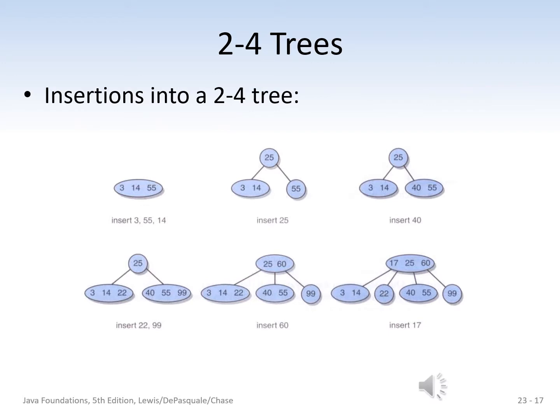This slide shows a series of insertions into a 2-4 tree. Now remember, in a 2-4 tree, the parent can have 3 elements and it can have 4 children. So first we insert 3, 55, and 14. If it's a 2-4 tree, they're all going to be inserted into the same node, which is a 4-node. 3 elements, 4 children, or 0 children.